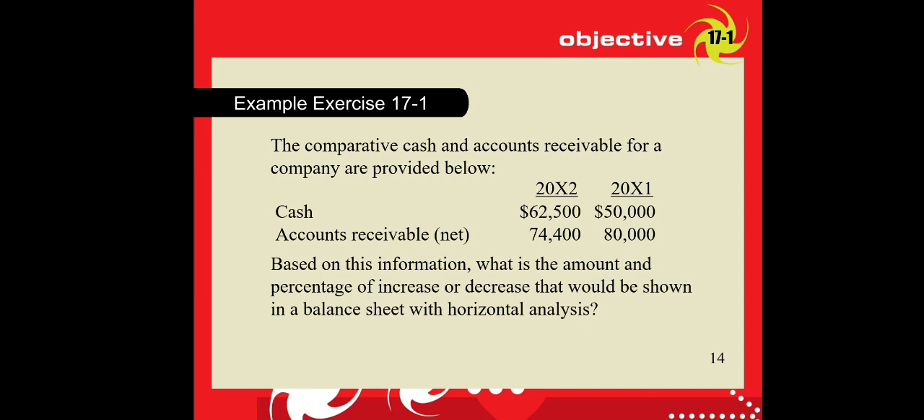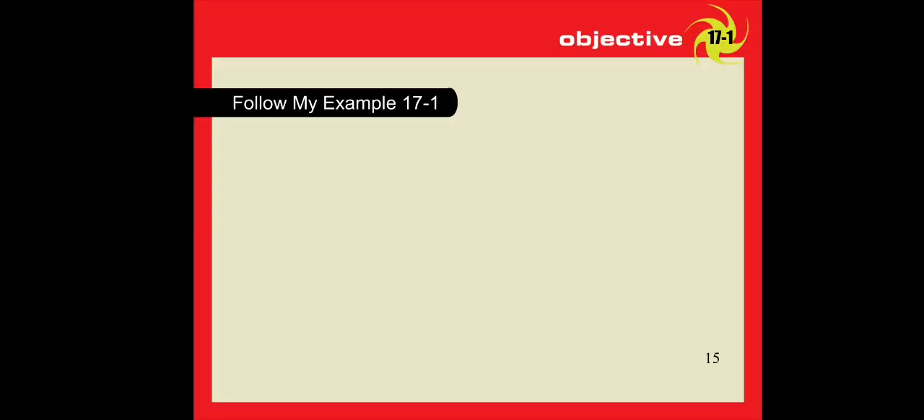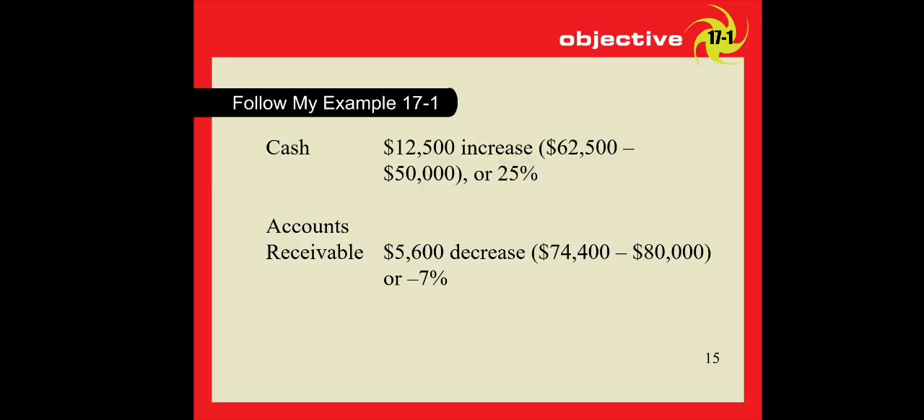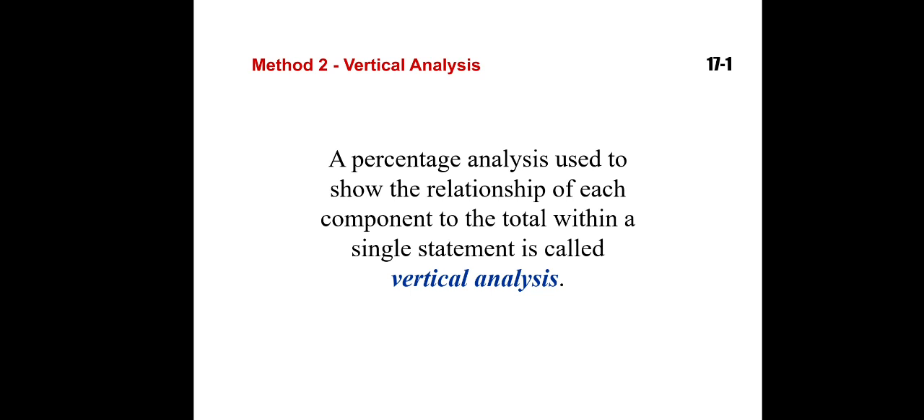So remember, when you have to do the horizontal analysis, you have to calculate a decrease or increase in amount and also in percentage. So how to answer this? You have to calculate the amount and also the percentage. For cash, the amount is 12,500 increase, the percentage is 25%. For account receivable, decrease 5,600. The percentage is 7%. Okay, so now that is the horizontal analysis.